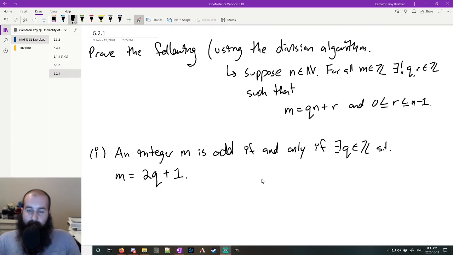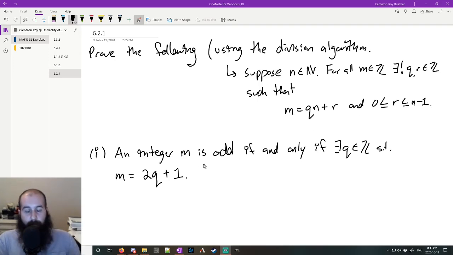6.2.1 features exercises involving the use of the division algorithm, which we can recall as the following statement. If we have a natural number n and any integer m, then there exist unique integers q and r, the quotient and remainder, such that m can be expressed like this. m is q times n plus the remainder r, and that remainder is between 0 and n minus 1, and such numbers are unique as stated.